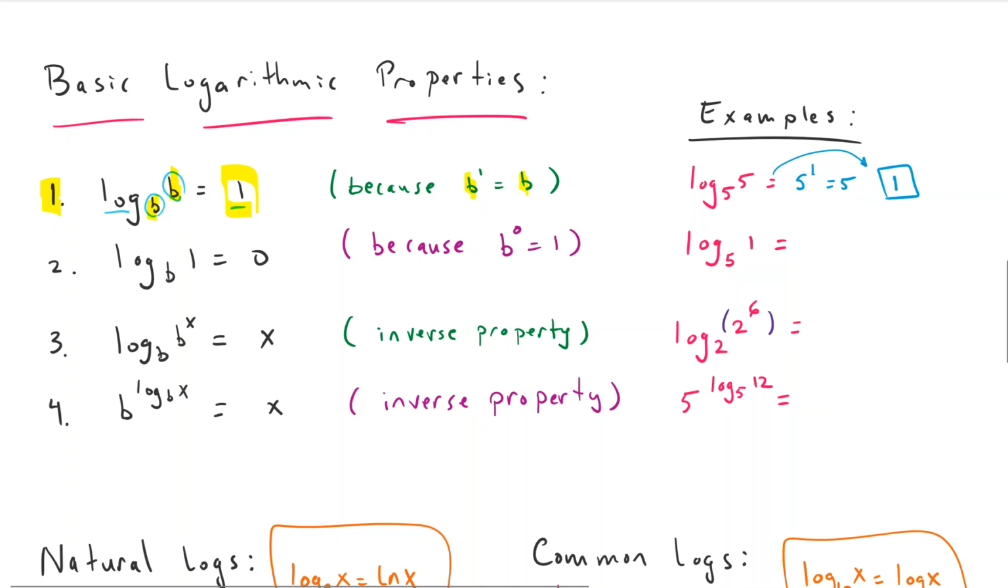Second rule, log base b of 1 equals 0. Well, that is because b to the 0 is 1. Anything to the 0 power is just 1. And that's really what we're doing. That's what this rule is telling you.